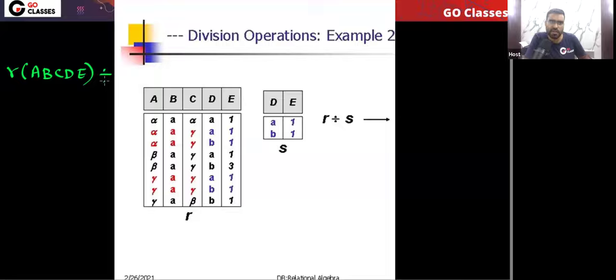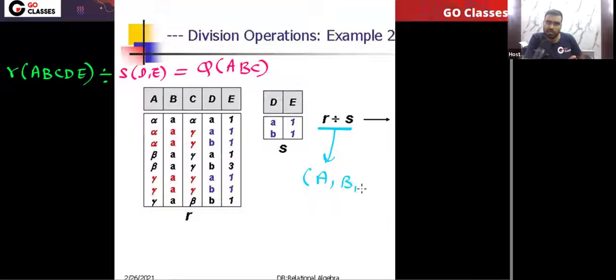We are dividing by S, which has D, E. Yes, this is valid because this schema is a proper superset of this schema. The result will have what? The result will have ABC. ABCDE divided by DE, so the result will have ABC. Yes or no? In the result, you will have ABC.